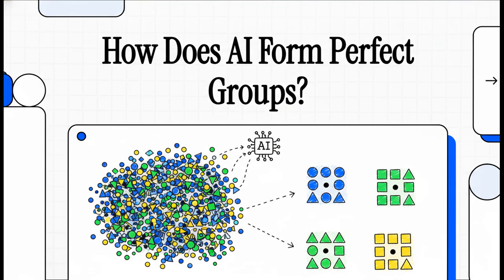Have you ever wondered how an AI can look at a total mess of data and, almost like magic, sort it into these perfectly neat groups? Well, it's not magic. It's actually a really powerful technique that's working all around us every single day. And in this explainer, we're going to pull back the curtain and show you exactly how it all works.